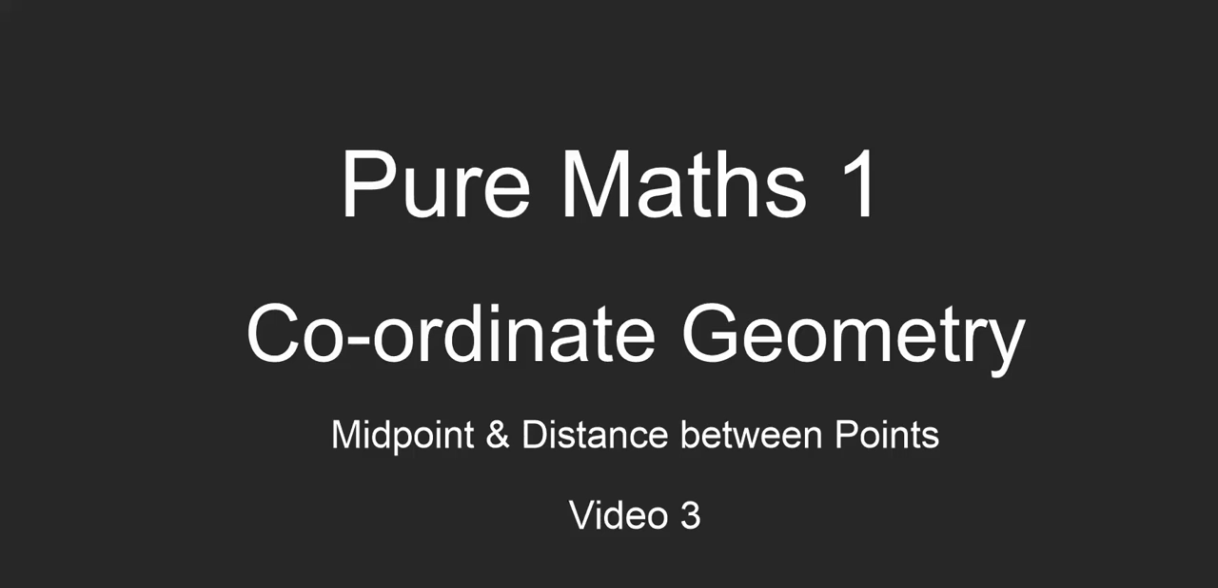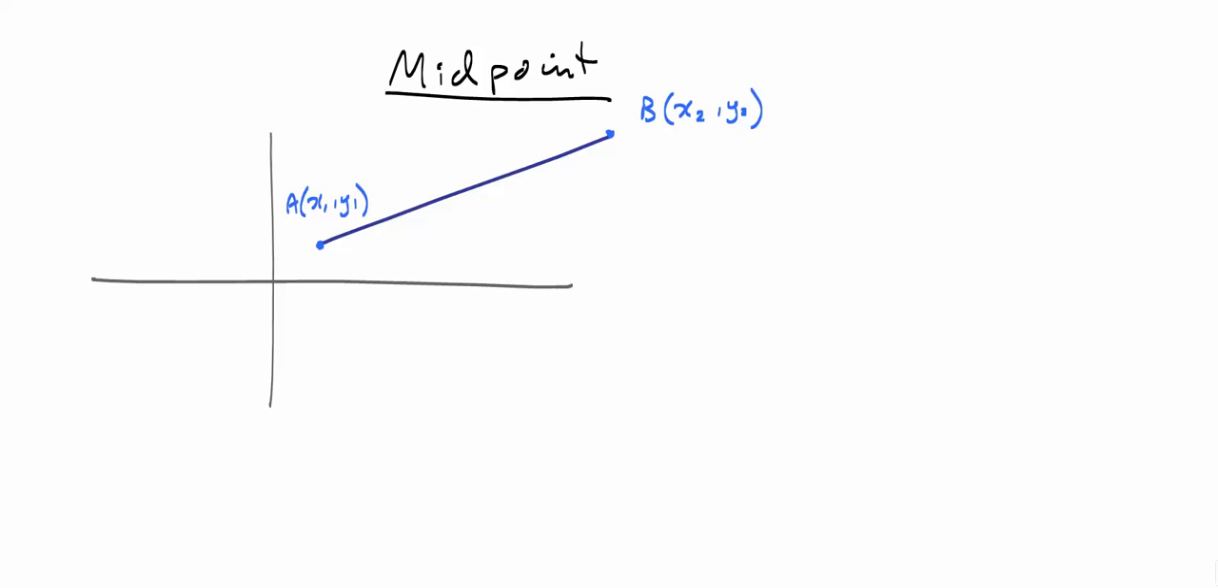This is the third video on the coordinate geometry of the straight line. It deals with the midpoint and distance between 2 points. Suppose we have 2 points, A and B, with general coordinates x1, y1 and x2, y2, and we want to find the midpoint between those two, M, such that AM is equal to MB.